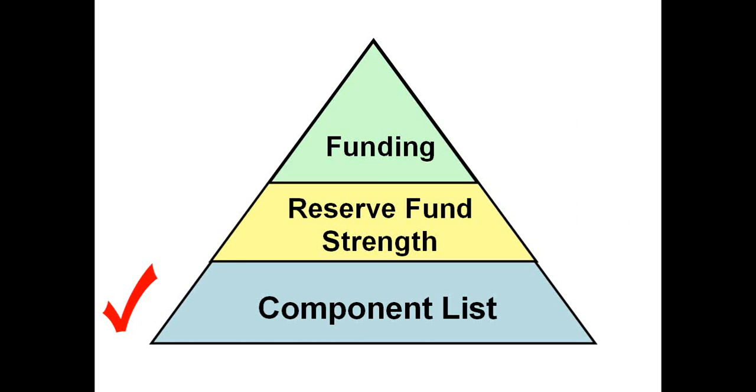So the reserve component list is one of those critical elements, something you shouldn't ignore, and that's for two reasons. It forms the basis for the scope and schedule of your future reserve projects, and it's because the other two parts of the reserve study, the reserve fund strength calculations and reserve funding plan calculations, are based on this list. So the component list is critical information to stop and be careful of.